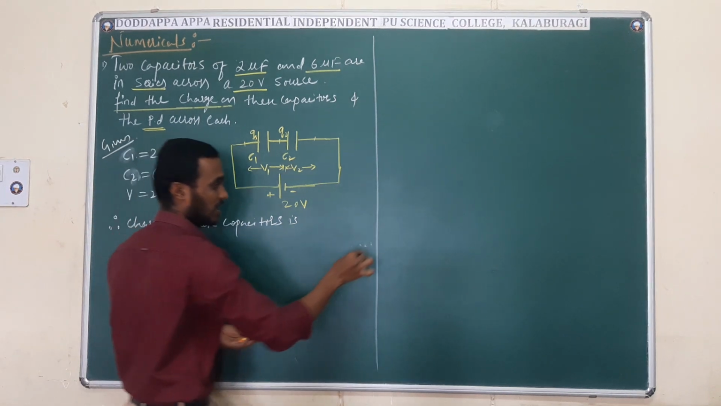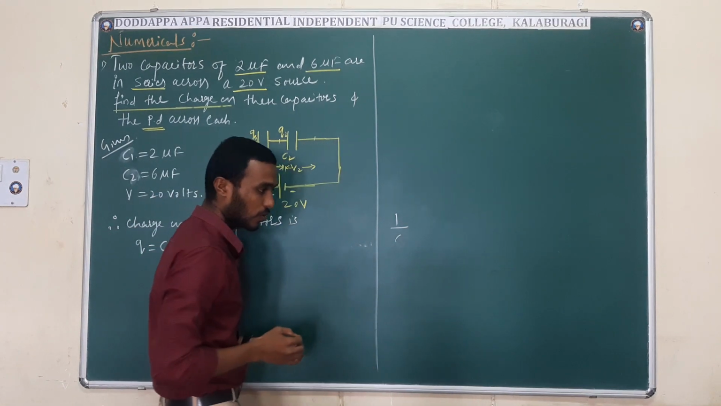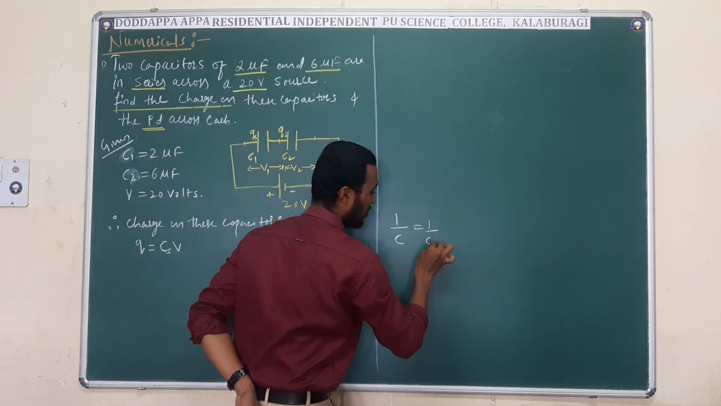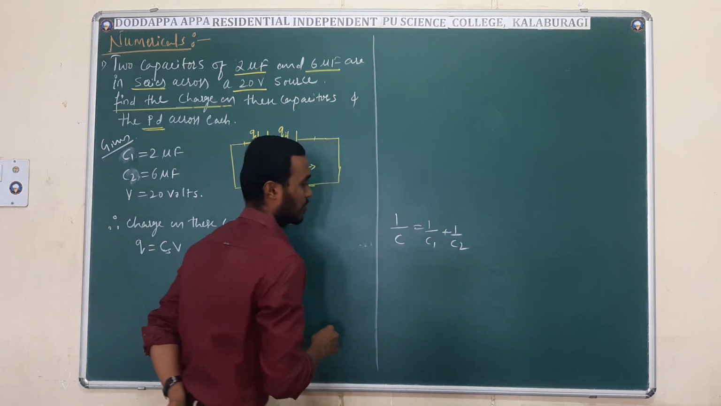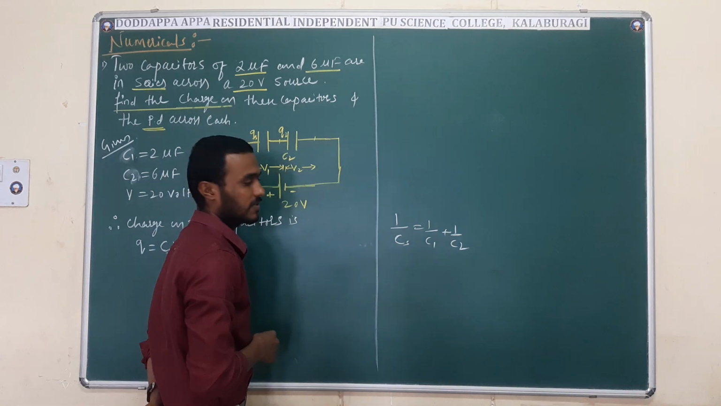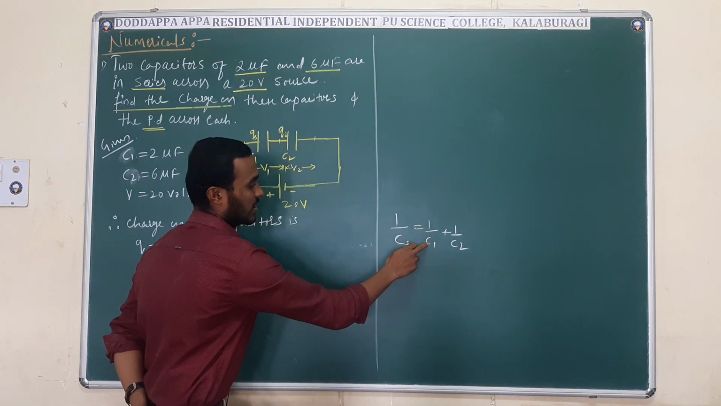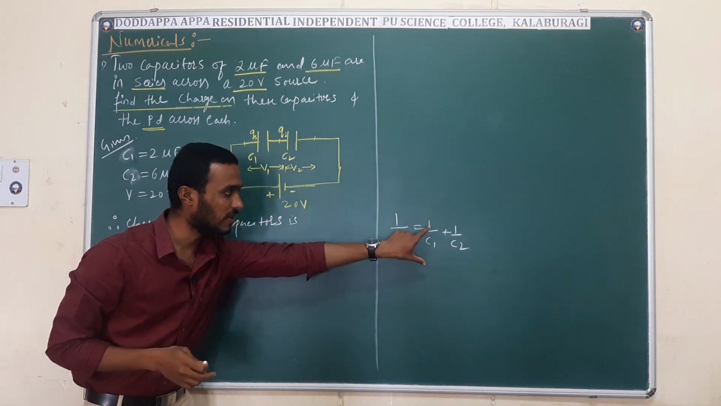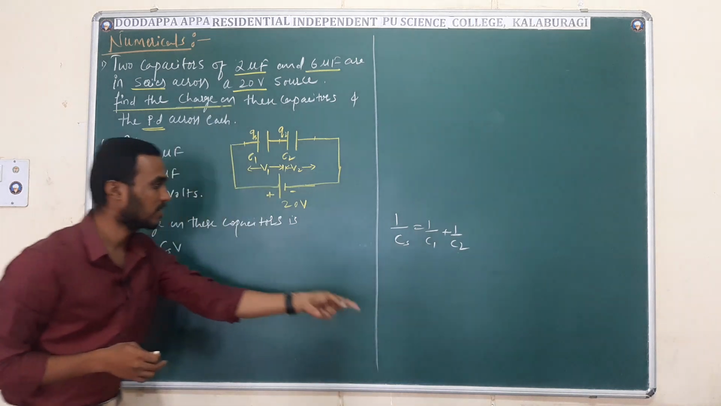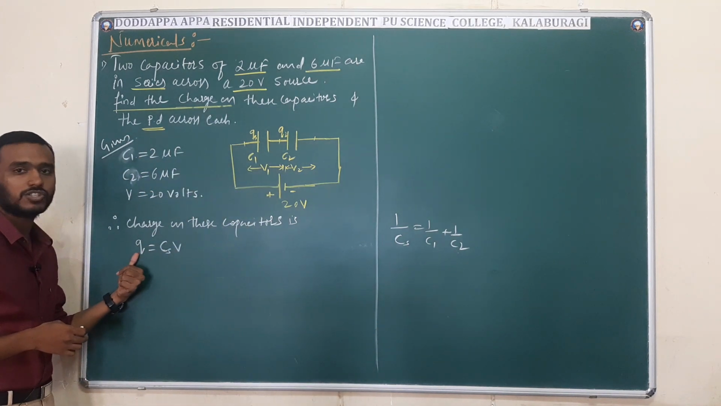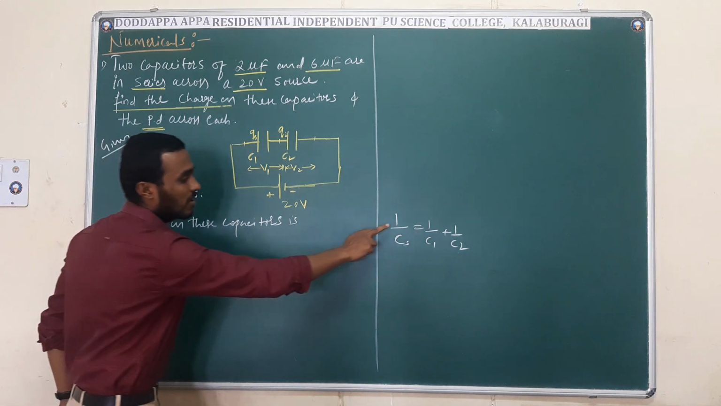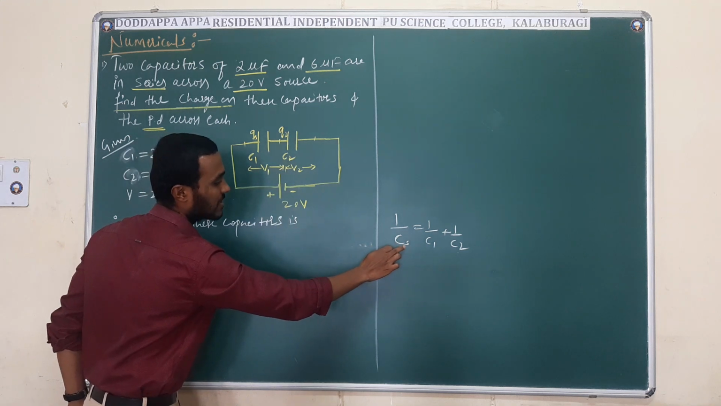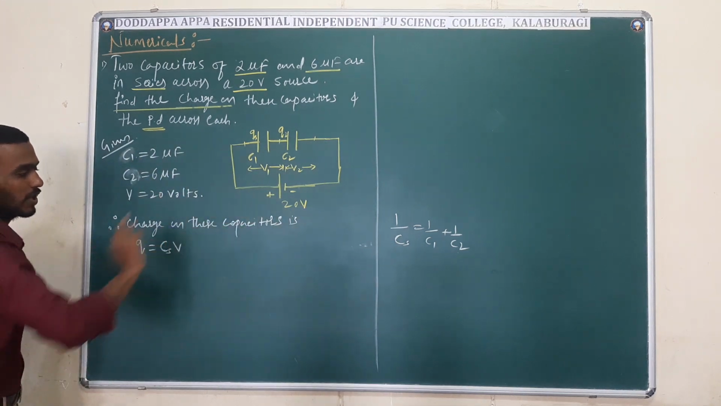We know that 1 by C is equal to 1 by C1 plus 1 by C2. I will represent this by S for series. We have the C1 and C2 values, so by doing this we will get the value of Cs, which I can use to get the charge. So first I will find the equivalent capacitance of the capacitors connected in series.